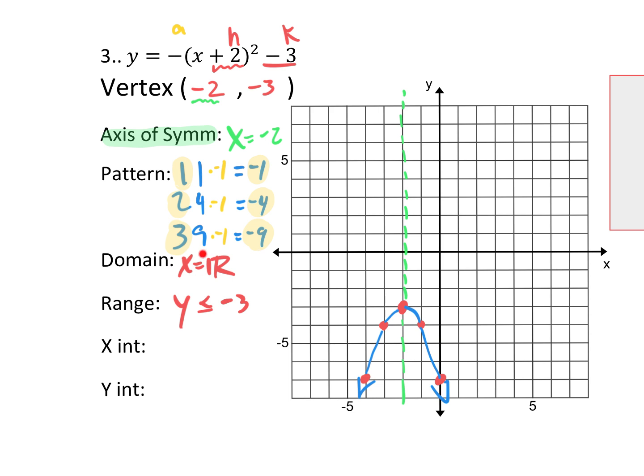I guess I didn't explain domain. Domain, it's all real numbers because even though it goes down, it does continue to go to the left forever and to the right forever. That's why x equals all real numbers.